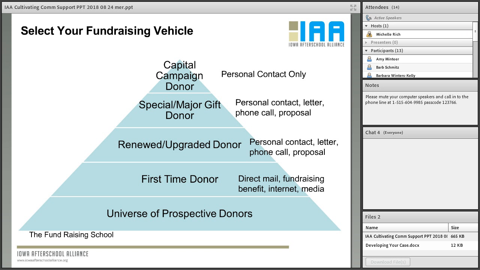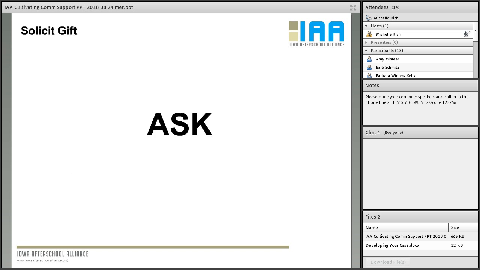But here, most likely in your renewed and upgraded donor level, that's where we're talking about foundations that we don't have existing relationships with. And if they're large donors, either corporate or foundation or individuals, then I would put them in the special or major gift donation. If you're talking about reaching out for products and services, I think it depends on the value of those products and services that are being donated. And then you can decide whether to put them into the first-time donor, renewed or upgraded donor, or special and major gift donor levels.